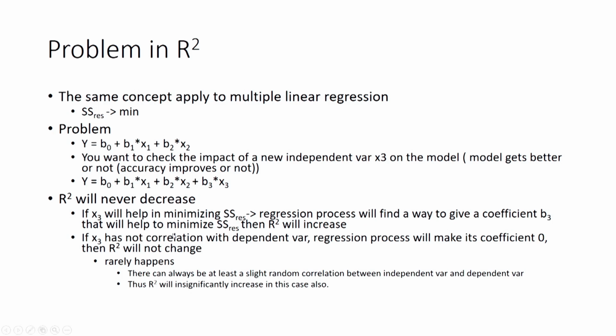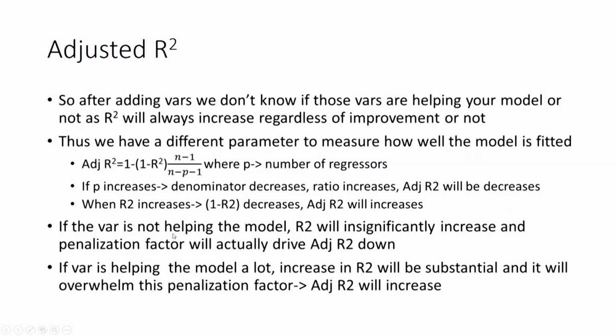So, what we do, there is another metric that is proposed, that is adjusted R square. So, what is adjusted R square? Adjusted R square is defined like this: 1 minus (1 minus R square) into (n minus 1) upon (n minus p minus 1), where n is the number of instances in your data set, R square is the R square metric, and p is the number of regressors or number of independent variables or number of predictors.